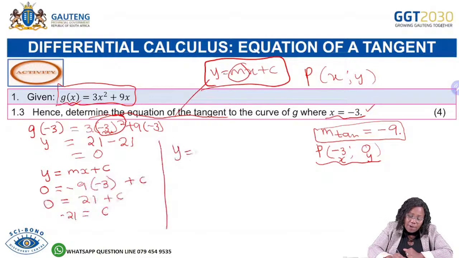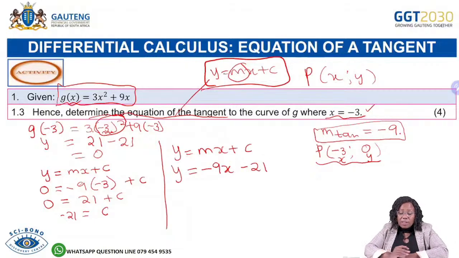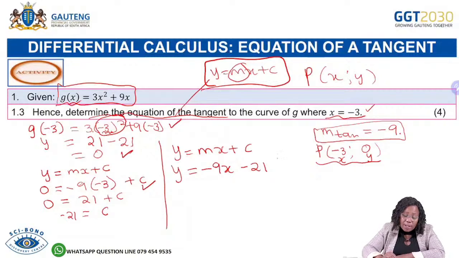Then we can now have the final equation of this particular tangent. Now remember, when we need an equation, we leave y and x for the final answer. Gradient -9x, and then the c value. That is how you find this equation. So the marks are for substituting -3 and getting the value of y, substituting your gradient and the point (-3; 0), and then the final equation. Therefore this is worth 4 marks, grade 12.